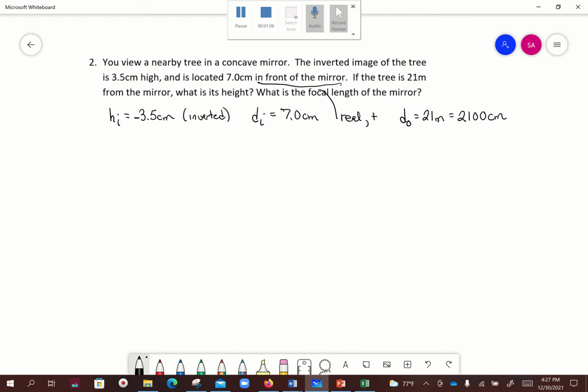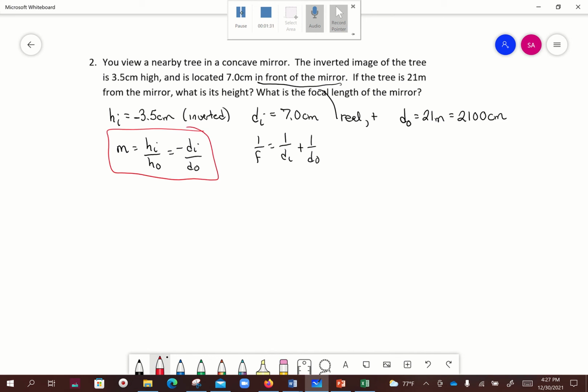And I want to know what's the height of the object. So what equations do I have? Well, I've got magnification is equal to the height of the image over the height of the object, which is minus DI over DO. And I also have that 1 over F is equal to 1 over DI plus 1 over DO. So if I want to know the height, I need to use the equation for magnification. What do I know? I know the height of the image, the image distance, and the object distance. So I can set this equality, cross multiply, and solve for HO.